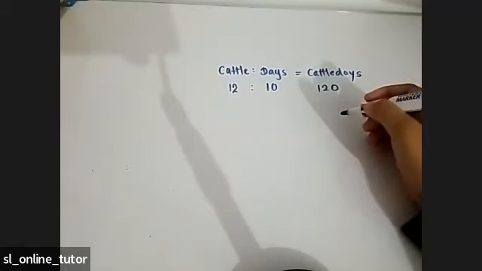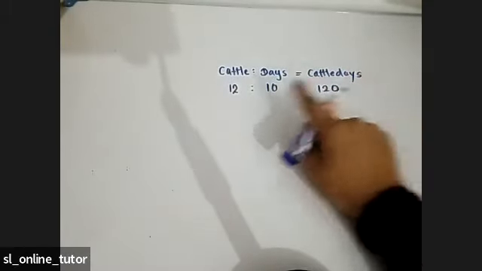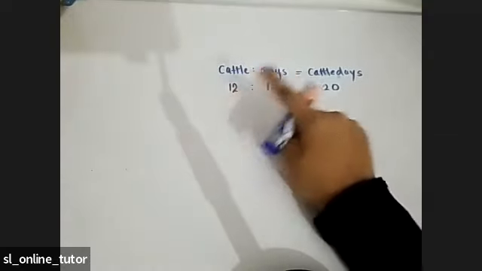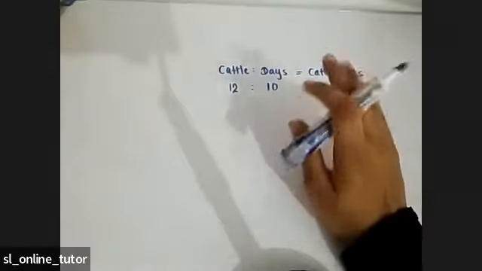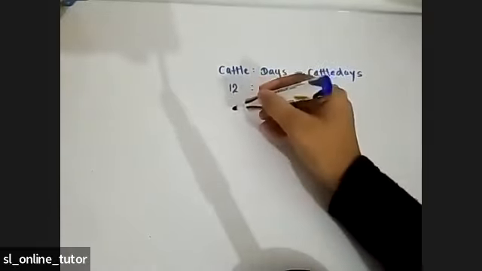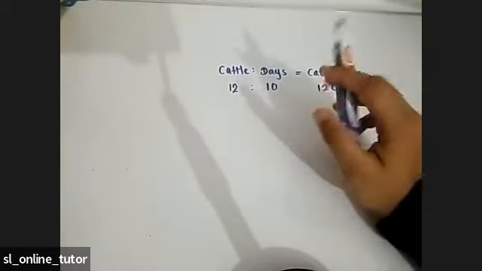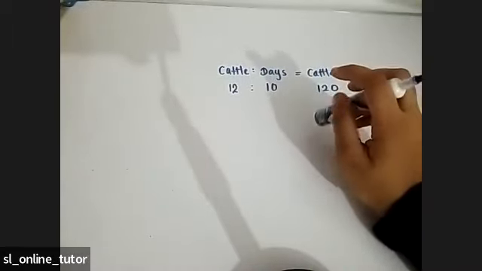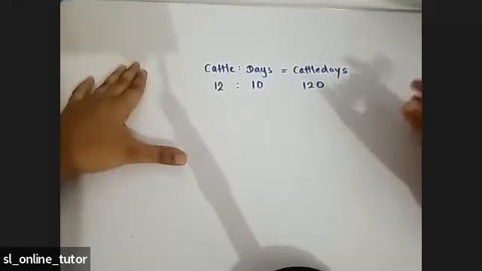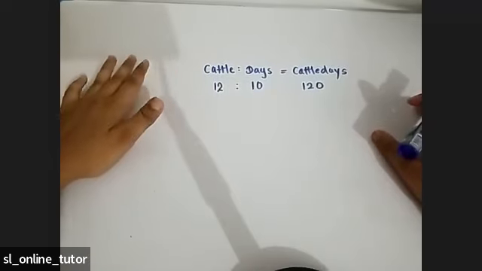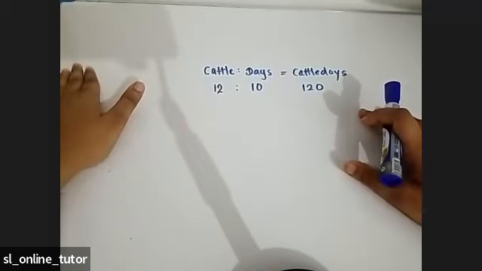After 2 days, listen carefully. After 2 days, that means these 12 cattle have survived for how many days? They have survived for 2 days. Understand very carefully. Listen again. Don't write anything. There were 12 cattle in a farm. They had enough food for 10 days. That means 120 cattle days.